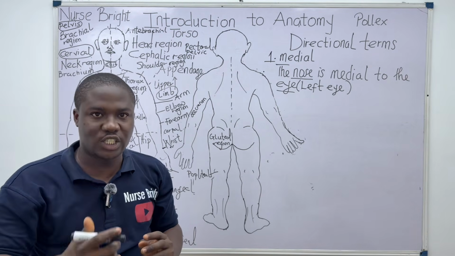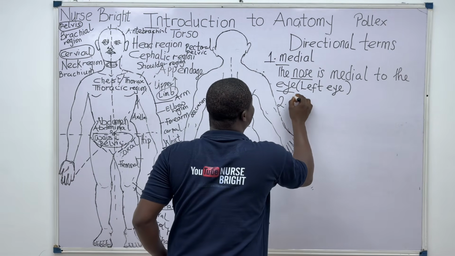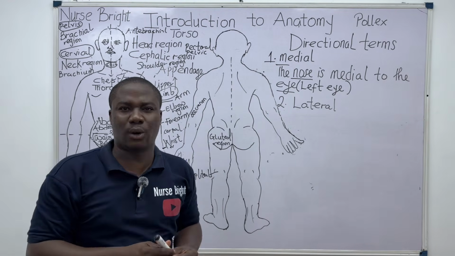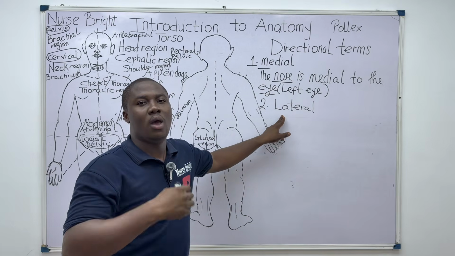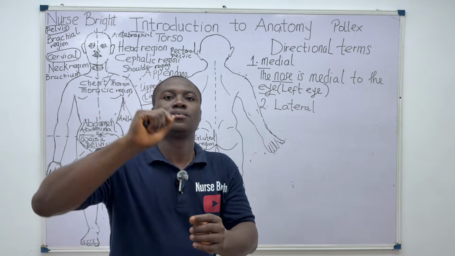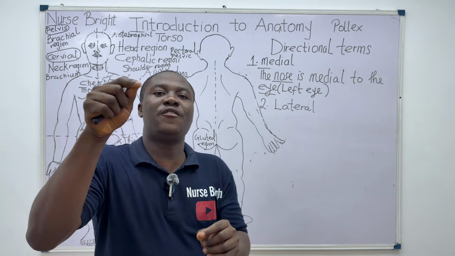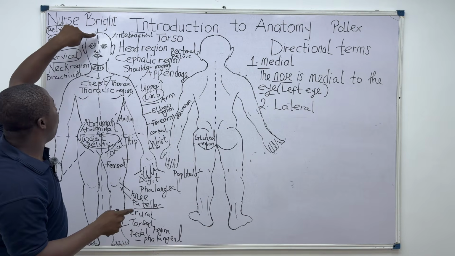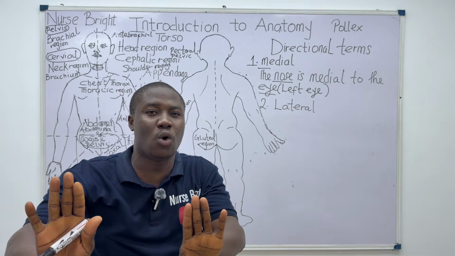Let's get into the usage of another directional term in anatomy, and that term is called lateral. So let's play with lateral as a directional term in anatomy. Okay guys, moving further, let's talk about lateral as another directional term. Now pay attention. A structure of the body is said to be lateral if it is farther away from the median plane in relation to another structure. It's not hard, I repeat.